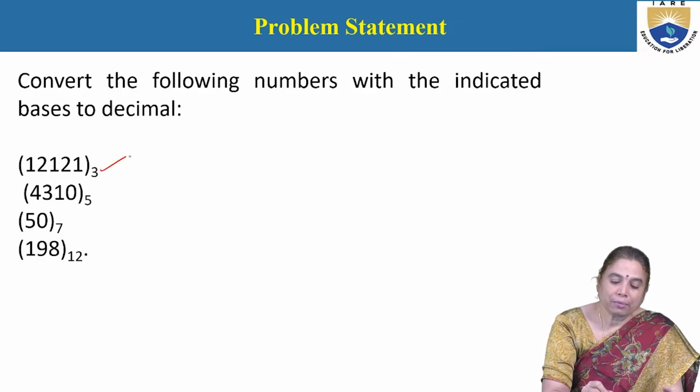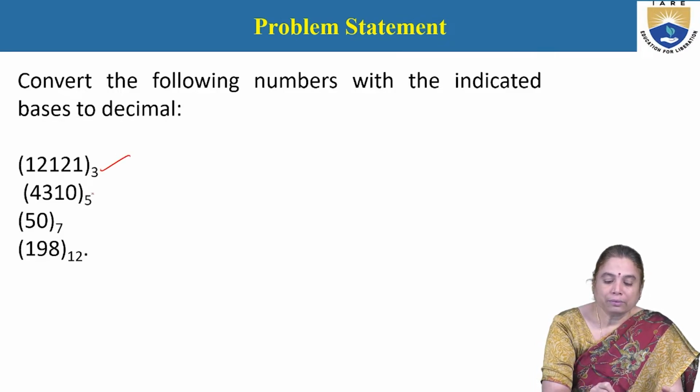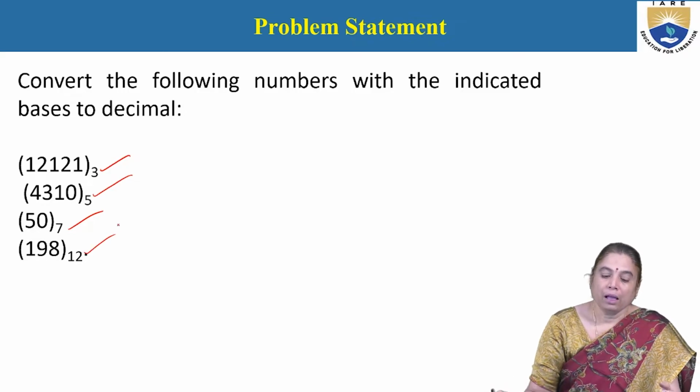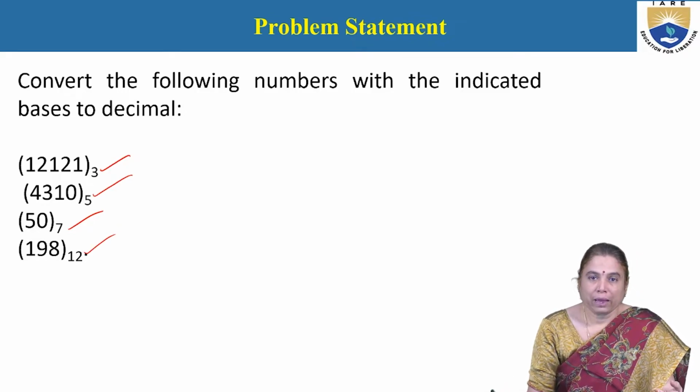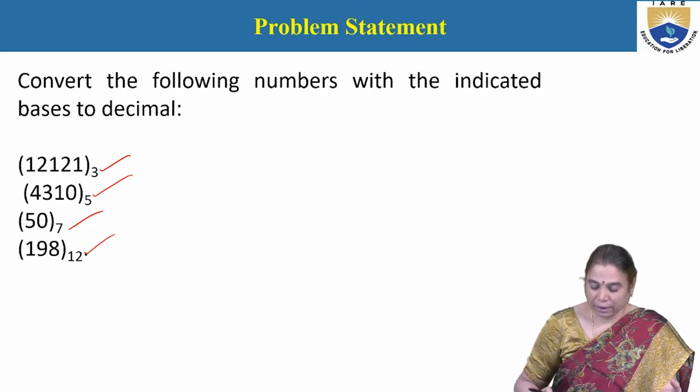The second problem: 4310 is represented in the base 5 number system, 50 in the base 7 number system, and 198 in the base 12 number system. How can these numbers be converted into decimal?